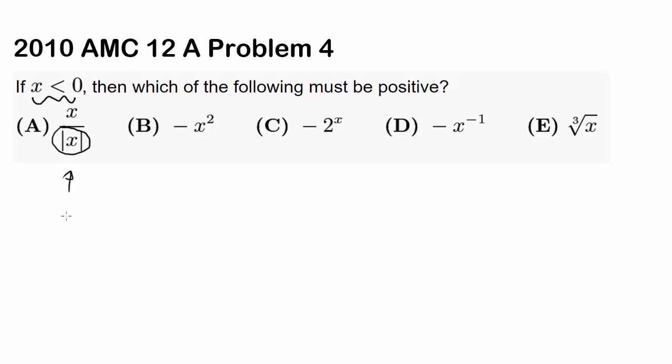You know absolute value of x is going to be positive, and our x is negative. So we have negative divided by positive for A, which is negative. So it is not positive. So it's not A. Now let's look at B.